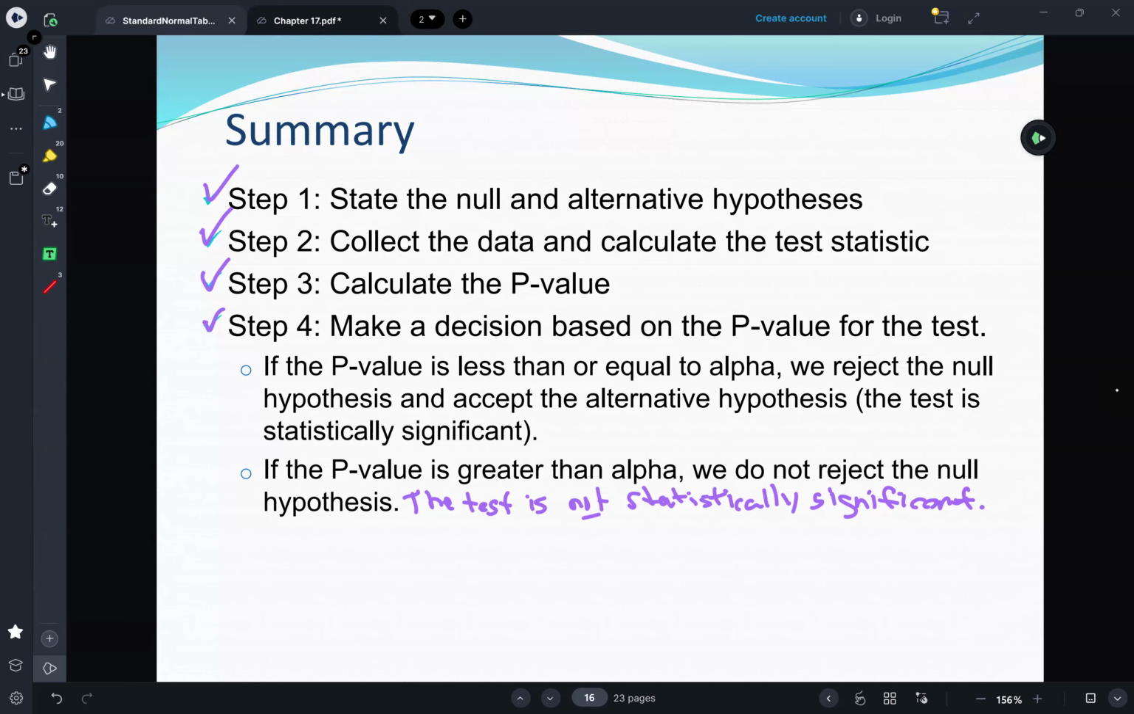We reject if the p-value is less than or equal to alpha. When we do that, we reject the null hypothesis and accept the alternative, because the null and the alternative are opposites, right? The null is always equal to some hypothesized value, and that is what is being claimed and what's up for the test. So we make a decision based on that p-value. We compare it to the alpha, and then we reject it or not.